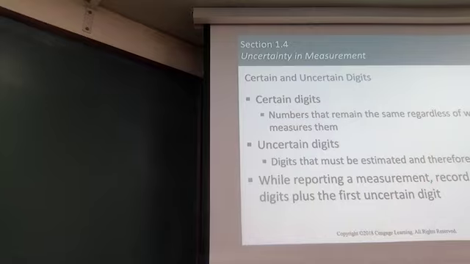Certain digits are the numbers that remain the same regardless of who measures them, which means that it's totally clear to read from the instrument that the volume is 1 cubic centimeter. But it's not so clear if it's 1.1 or 1.2. That's not so clear, so we will not include that in the certain digits. We will include that in the uncertain digits, which must be estimated and will vary. And when you report the measurements, you usually record all the certain digits plus one uncertain digit.